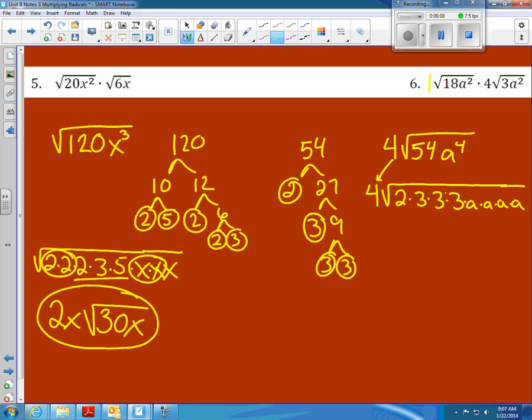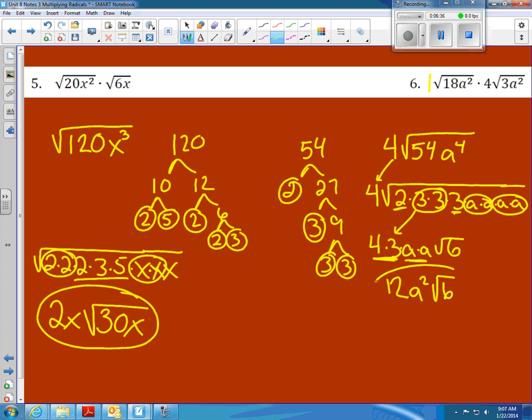All right, circle any pairs, whether it's a variable or a number. So we have 4 times 3. That comes from there. 2 times 3 is going to leave us with 6. Oops, I forgot to put my variables out in front. We have 2 a's. All right, now we can put our 6. So let's simplify the front. We get 12 a squared, square root of 6.